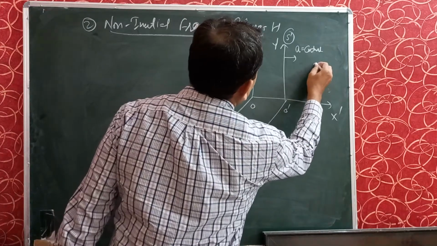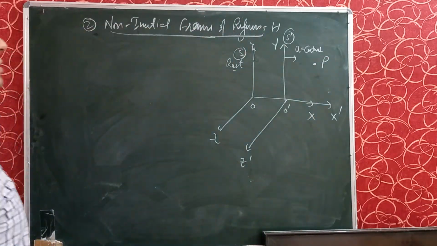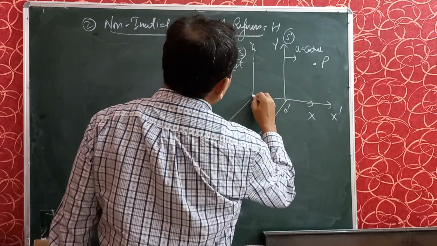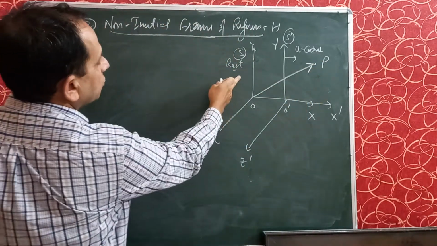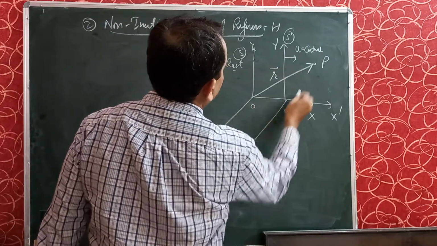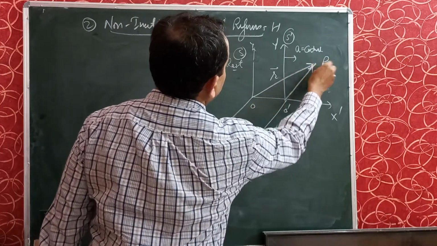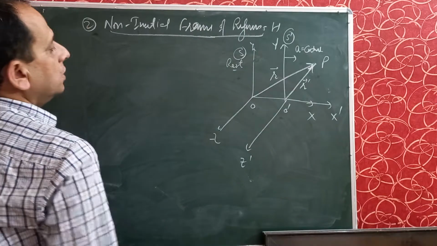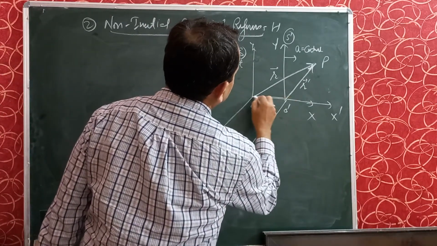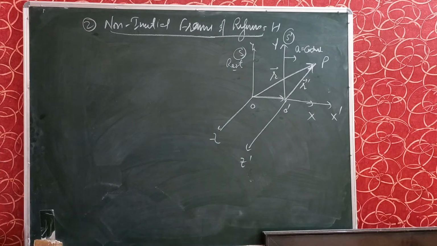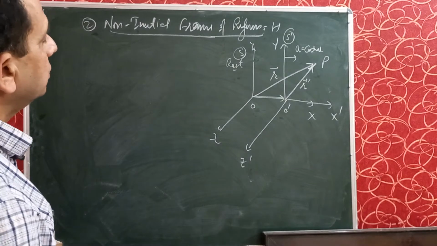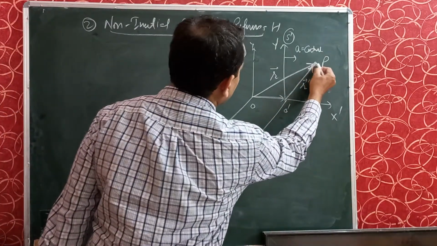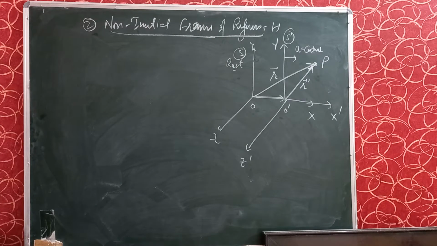Let the particle be lying here, the particle P. The position vector of this particle from the first frame is r, and the position vector of the same particle from the second frame is r dash, and the distance between O and O dash is unknown. So we have to derive the correlation between r and r dash. There is a single particle, but we are observing its motion with respect to two frames, S and S dash.